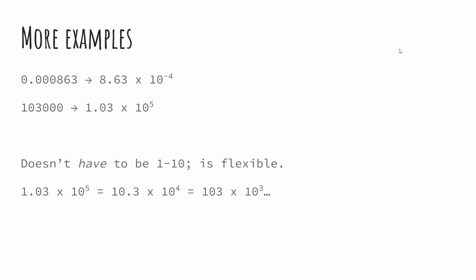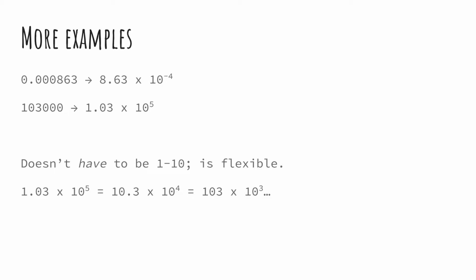the 5th. And the thing is, we prefer to have our numbers between 1 and 10, but it doesn't have to be. Okay, scientific notation is flexible in that way. 1.03 times 10 to the 5th, that's the exact same thing as 10.3 times 10 to the 4th, or 103 times 10 to the 3rd. We just moved the decimal place to a different spot, and that gave us a different exponent. That's perfectly fine. Exponential notation is really flexible in that way.